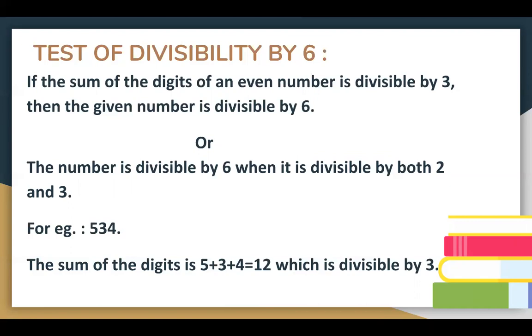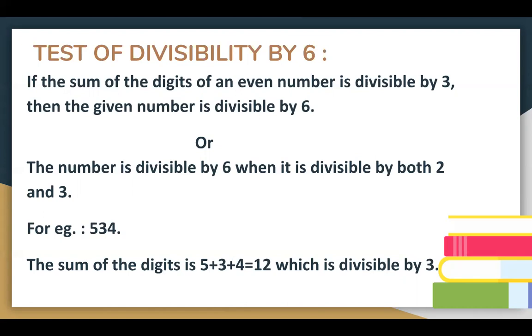For example, in the number 534, if we take the sum of the digits, that is 5 plus 3 plus 4, you will get the sum 12, which is divisible by 3. Therefore, we can say 534 is also divisible by 6, as 534 is an even number. And if you apply the second rule, that is also the same, 534 is divisible by both 2 and 3. Therefore, you can say it's also divisible by 6.